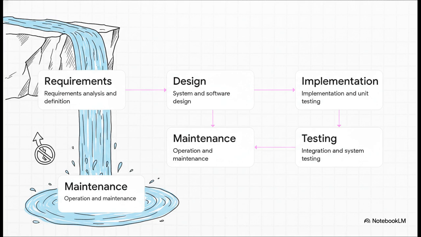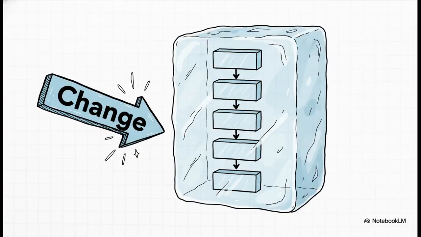You lock in that design before you write a single line of code. Each stage has to be 100% complete before the next one can begin. There is no going back upstream. And right there, that's the model's Achilles heel.